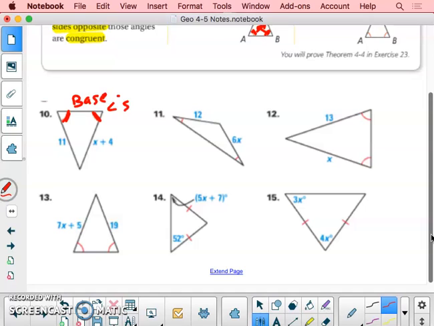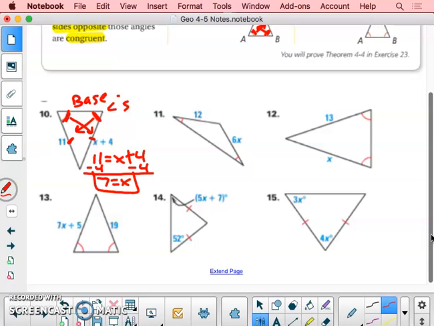If the base angles are congruent, that means this is an isosceles triangle, which means 11 has to be equal to x plus 4. In this case, 11 is equal to x plus 4. When I subtract both sides by 4, x is 7. All I'm doing right here is solving for x.